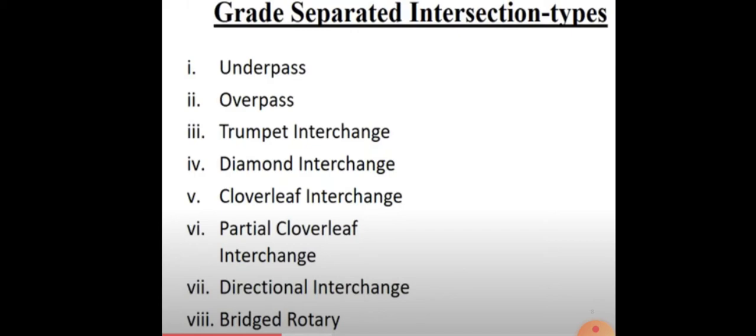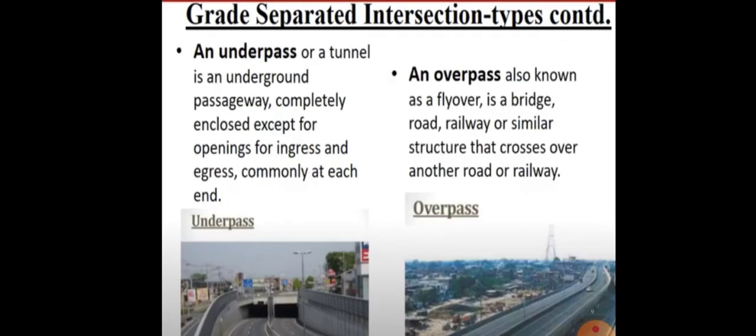Now coming to the major types of interchanges in a grade separated intersection, it includes the following: the underpass, the overpass, the trumpet interchange, the diamond interchange, the cloverleaf interchange, the partial cloverleaf interchange, the directional interchange, and the bridge rotary. So these are the different types of grade separated intersections. We'll see each of these separately.